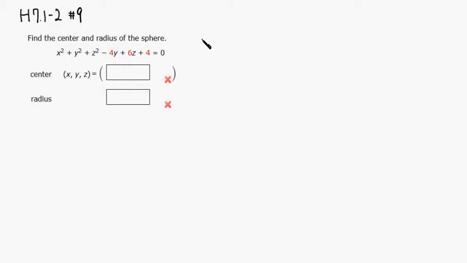So we have x squared, and that's the only x's. Then you have y squared and a negative 4y. Then I'm going to give a little bit of room here. And then you have a z squared and a plus 6z. And you have a plus 4. I'm going to put 4 on the other side so it becomes negative 4.